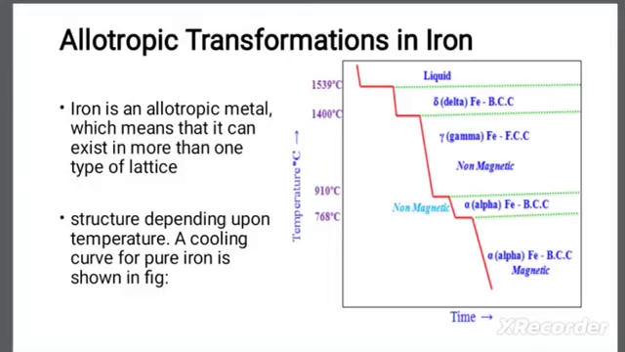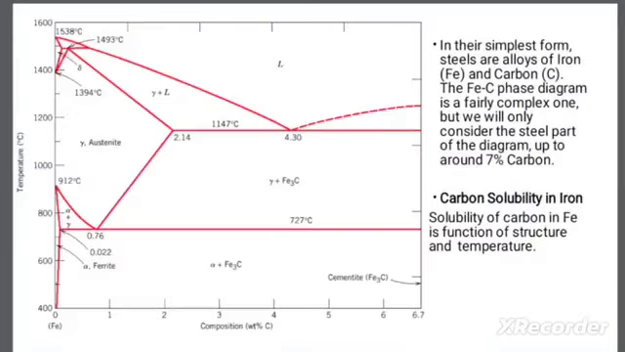So for pure iron, as we have discussed, we have two allotropic changes: one from the delta iron region to the gamma iron region, and the other from the gamma iron region to the alpha iron region. That is, two allotropic transformations take place in this iron carbon phase diagram. Okay, then we will move to the iron carbon phase diagram.